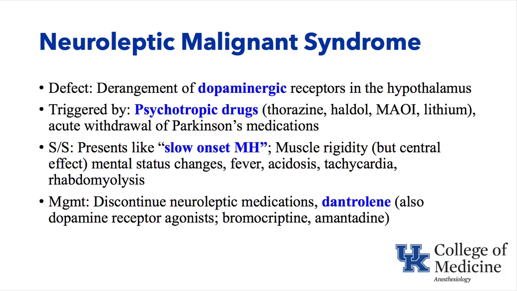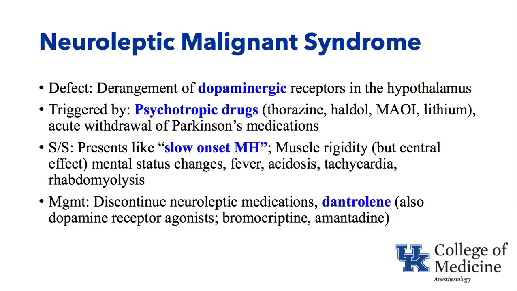Neuroleptic malignant syndrome, next topic. It is a form of what some people like to call slow onset MH. So it looks very much like malignant hyperthermia, which we just discussed, but it's in patients who are taking dopaminergic blockers, like psychotropic drugs like Haldol and Thorazine. Acute withdrawal of Parkinson's medications can cause this. So dopamine blocking drugs, slow onset.